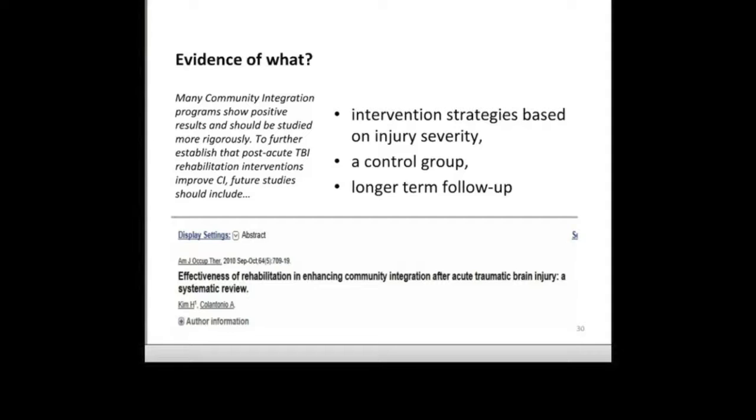And this effectiveness review actually found that a lot of community integration programs show positive results and should be studied more rigorously. And the authors actually recommend that to further establish that post-acute traumatic brain injury rehabilitation interventions improve community integration, they should think about intervention strategies that are based on injury severity, for example. They should take better care about their control groups. They should engage in longer-term follow-up. And if you look at it, these are all very instrumental suggestions to actually improve the designs more than anything else.